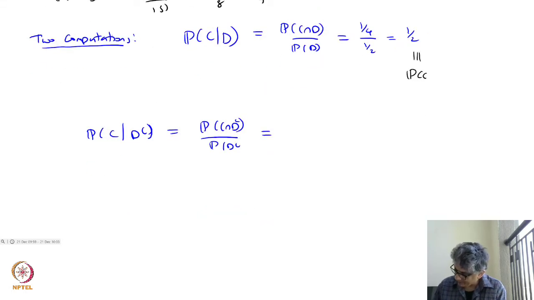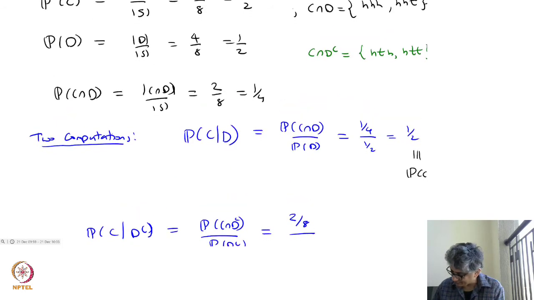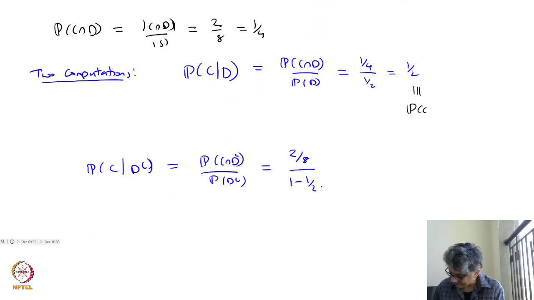C and D complement divided by probability of D complement. And probability of C and D complement is 2 by 8. And the probability of D complement is again 1/2, because probability of D is 1/2. So it's 1 minus half, which is 1/2. And this also turns out to be 1/2. It's also the same as probability of C.